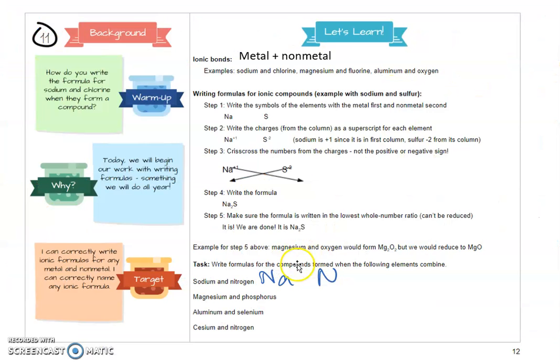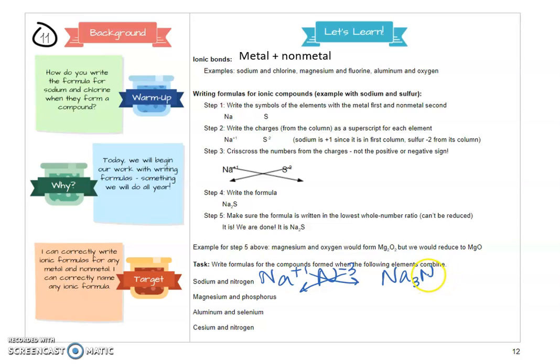So Na is +1, nitrogen is -3, okay? Then what I'm going to show with these arrows is that I'm going to crisscross them. So the 1 is going to come down after the N, the 3 is going to come down from the Na. So it's going to look like this, Na3N. Again, there's a 1 here, you don't have to write it, okay? I won't write it because it just is assumed that there's 1.